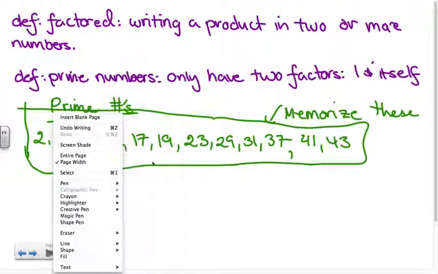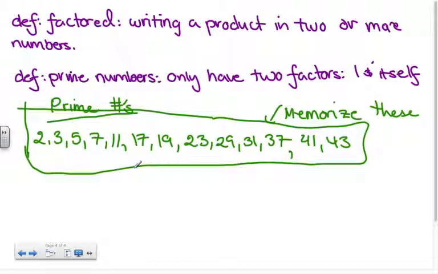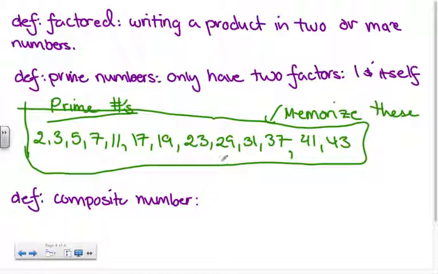Next point to mention is to define what a composite number is. Okay. So a composite number is any number that can be broken down into numbers other than 1 and itself. So basically, anything that's not a prime number.